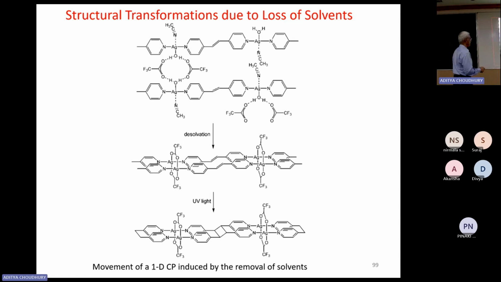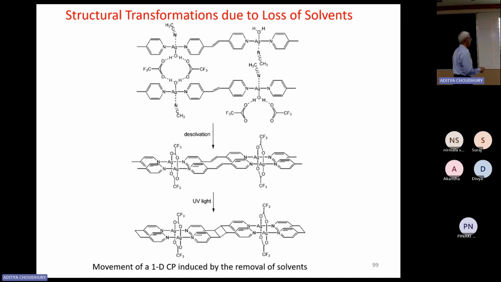How a solvent can influence the movements of molecules. There are no single crystal to single crystal studies involved in this reaction. This is a simple one-dimensional coordination polymer with silver and bipyridyl ethylene, and it has an aqua ligand bonded. You also have a very weak interaction with acetonitrile.